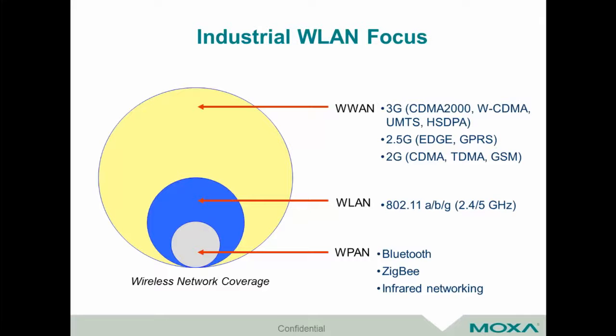Now, when we talk about industrial wireless or industrial communication protocols, there are basically three types of networks that we refer to. The first one is a WPAN, which is a wireless personal area network. This includes such things as Bluetooth, Zigbee, and infrared networking. Then we move into a slightly larger coverage area, a WLAN or wireless local area network. This includes primarily the 802.11 or Wi-Fi family of protocols. Finally, when we go into an ever-increasing size of coverage, we go into the WWAN, or Wide Area Network. This primarily includes such things as cellular, but can also include things like 900 megahertz.